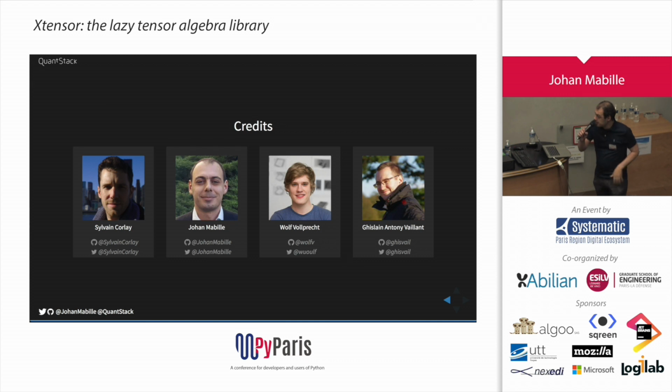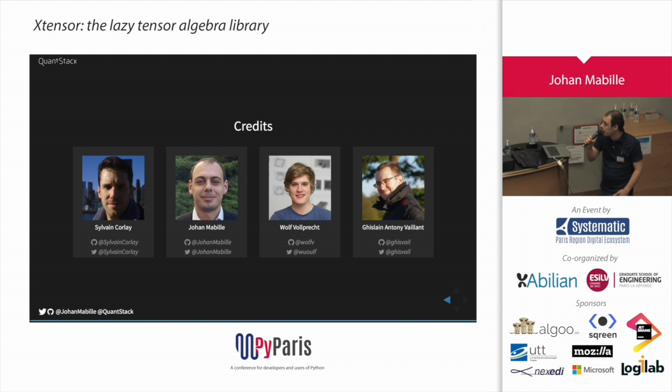Of course, this is not a single-person project. So here are the people involved in the development of xtensor. Sylvain Corlay, you already know him, and me. And the third core developer is Wolf Vollprecht. He developed xtensor-blas, is working on xtensor-r, and brought a lot of the NumPy functionalities into xtensor.